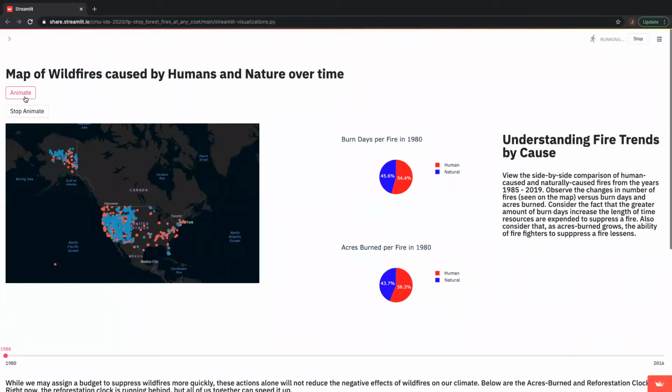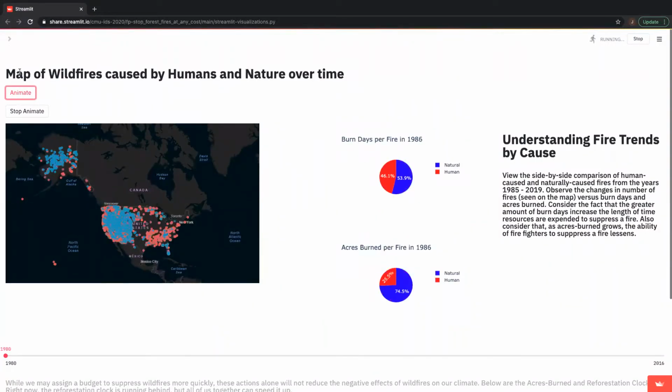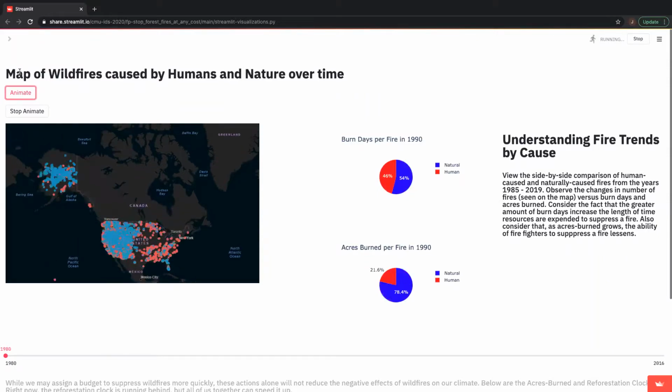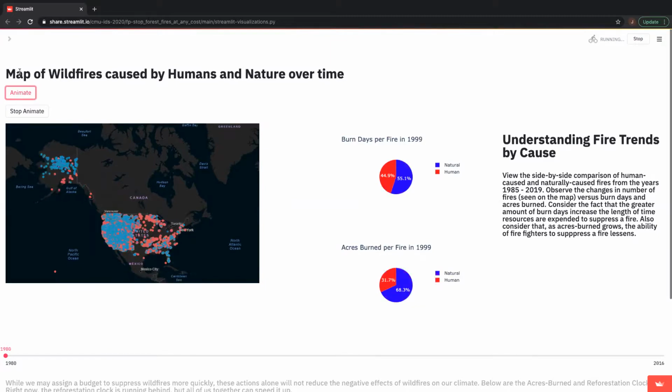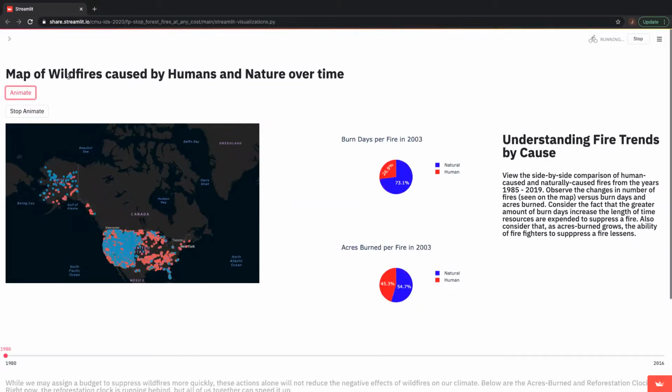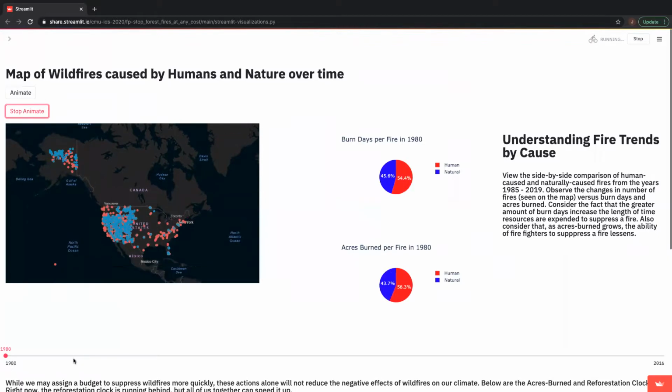For this project, we decided to explore human-caused and nature-caused fires over the past 37 years. To the right of the map, you can see two pie charts that display the burn days and acres burned for a given year, caused by either natural causes or human caused. There's an animation that cycles through all of the years on its own. But if you choose to stop the animation, you can also manually slide through each of the years to glean your own insights.